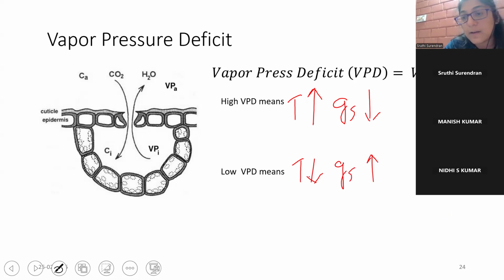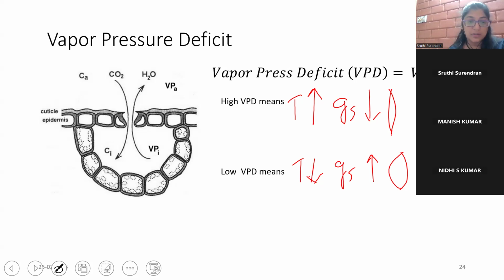That is, the stomata will be more open when the transpiration is low, and when the transpiration is very high, the stomata will be closed. So this is what the vapor pressure deficit does to the stomata. In order to control the transpiration process, if the vapor pressure deficit is very high, the stomata will close, and this is in turn going to affect the photosynthetic process.